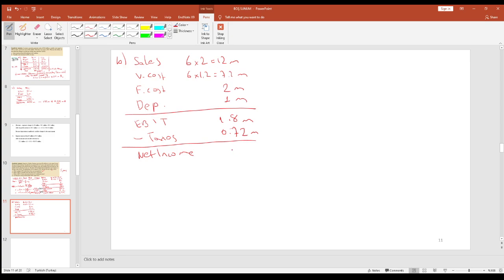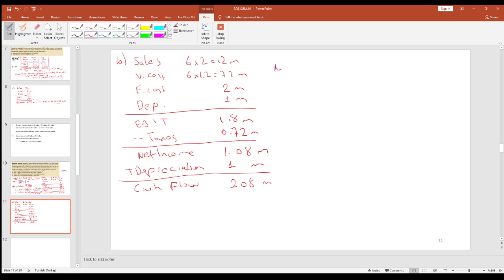Net income will be 1.08 million, add depreciation back, which is 1 million. So this is going to be equal to cash flow, and this is 2.08 million. So we are ready to calculate net present value here.